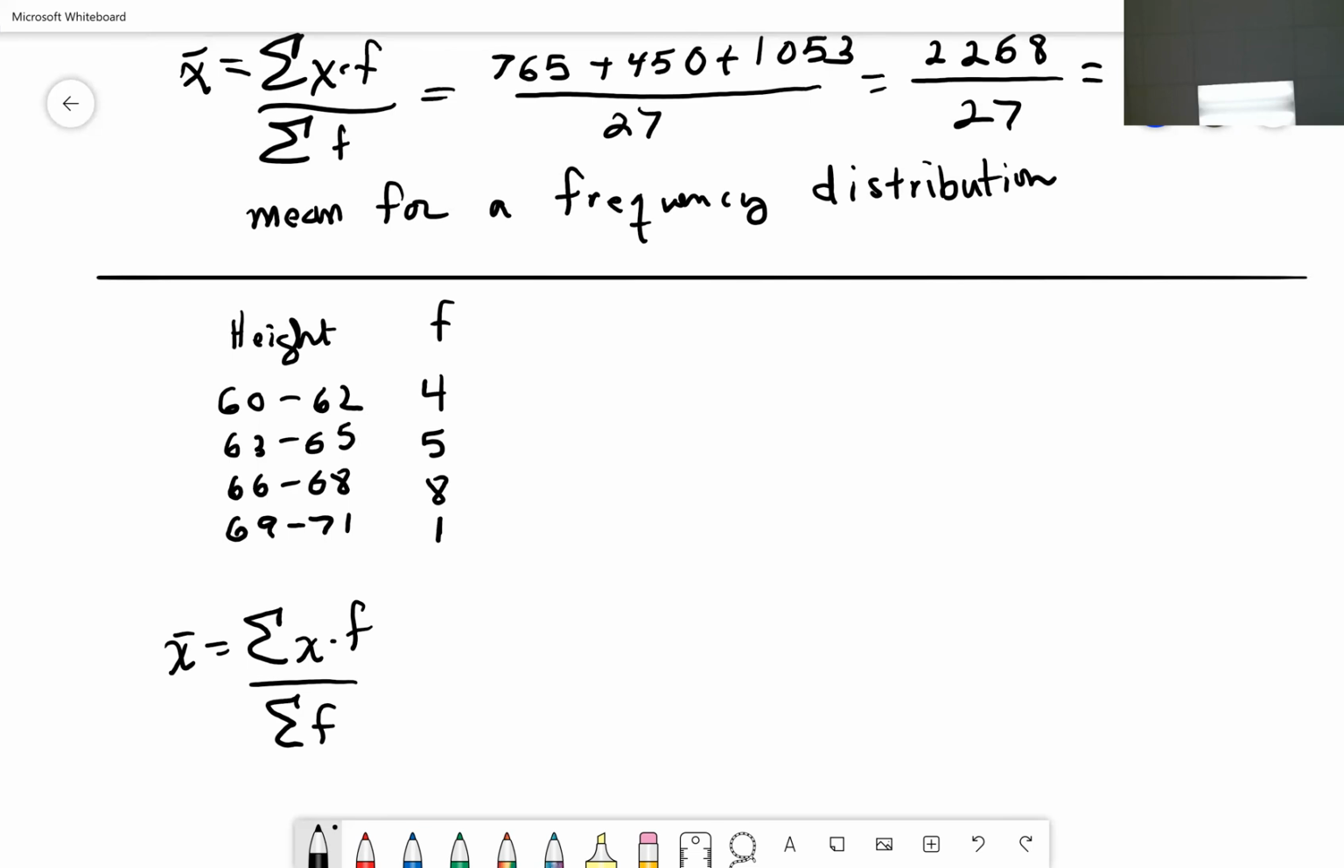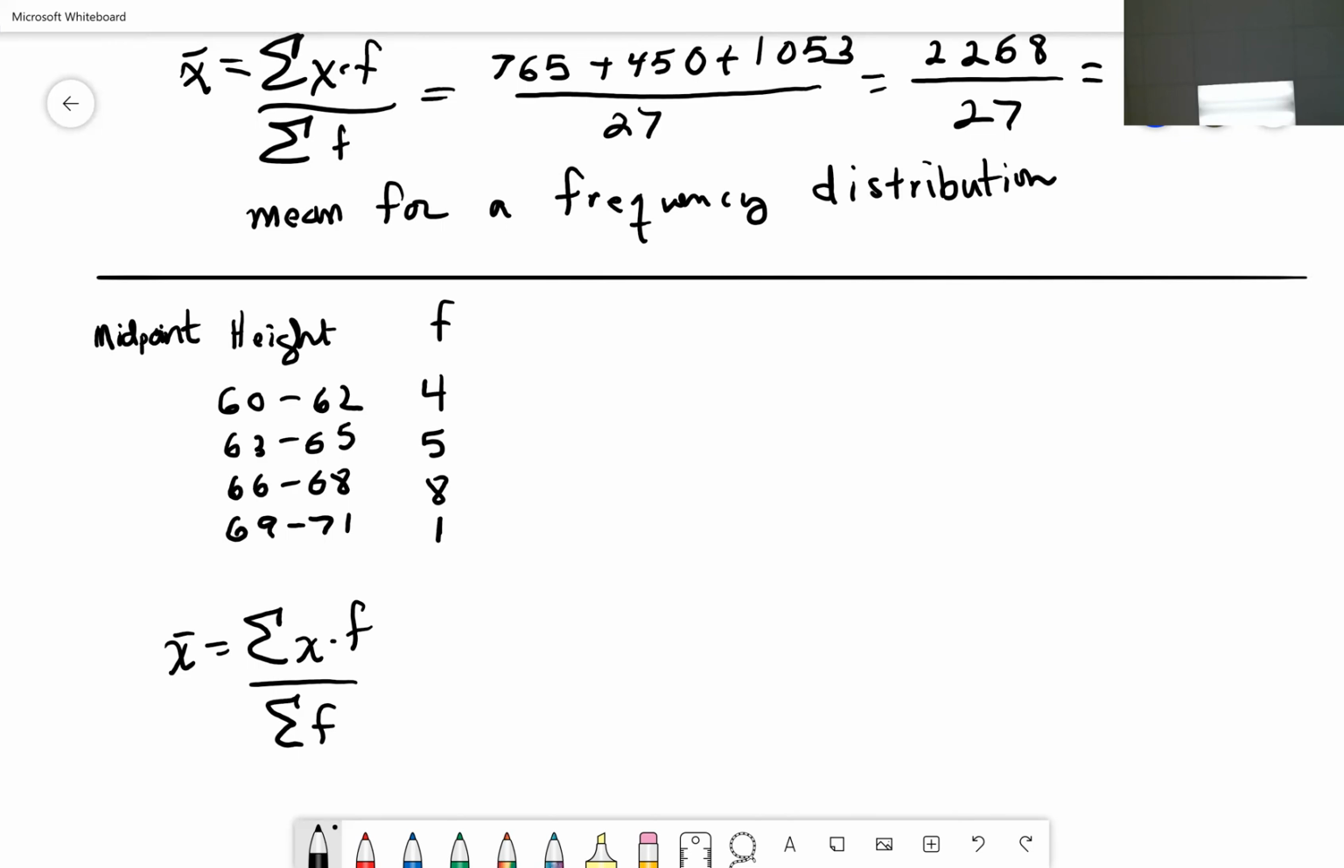All right, guys. So what would represent the first class? 60, 61, 62. What number can we represent the first class? So here's what you're supposed to do. When you have a group frequency distribution like this, you have classes. What you do is you find the midpoint, and the midpoint would represent your class. So the middle number represents the class.